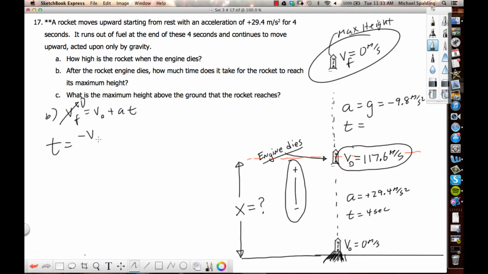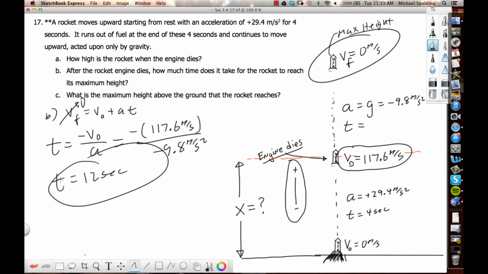So T, when you do the algebra, you get negative V initial over A. So that's negative 117.6 divided by negative 9.8, so the negatives cancel. You'll never get a negative time. Time cannot be negative. So this gives us 12 seconds. That's the time from when the engine dies to the maximum height.